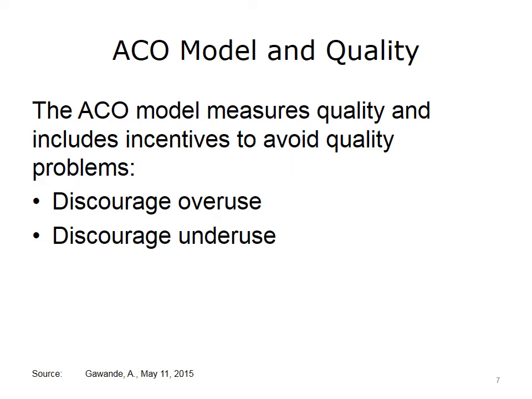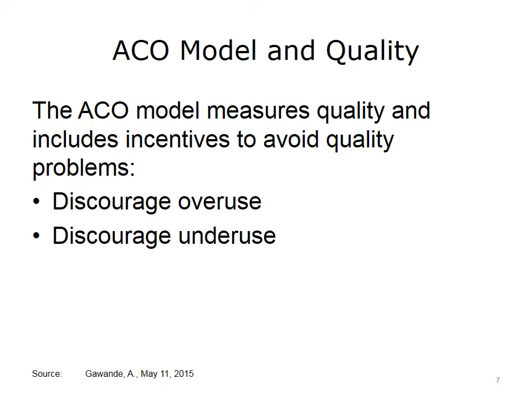For example, in the United States, rates of thyroid cancer detection and removal have increased by 3 times in the past 20 years. Despite that dramatic increase in detection and treatment, the thyroid cancer death rate has not decreased. The number of patients experiencing permanent complications from thyroid surgery, however, has dramatically increased. By creating financial incentives to avoid overuse, the ACO model can help address this issue.